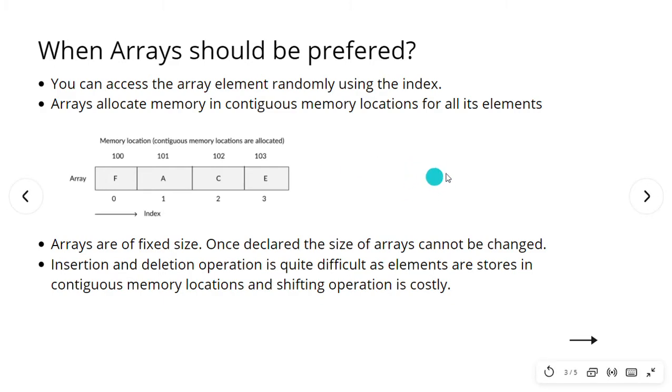I have to take the other 50 values which are after the 50th position and shift them one by one to the next memory address. So that is costly. It is the same in the case of deletion. So if you want the retrieval operation to be fast, then we can use arrays, but not in the case of insertion and deletion.